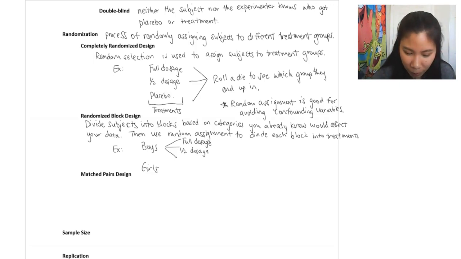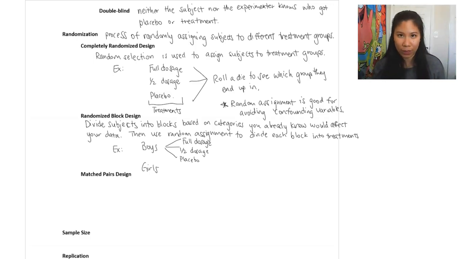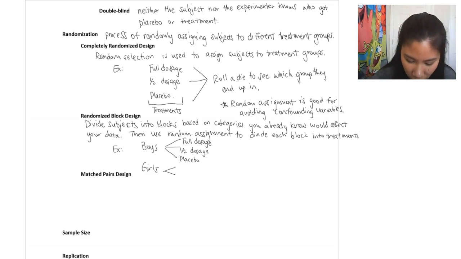When I split the boys up like that, I also want to make sure I'm still doing that random assignment, either flipping a coin, rolling a die, whatever, to make sure that out of the boys, they still randomly end up in one of the three treatment groups. Okay, and then I'm going to do the same thing for just the girls. Out of all the girls, I'm going to split them up into the three different treatment groups.